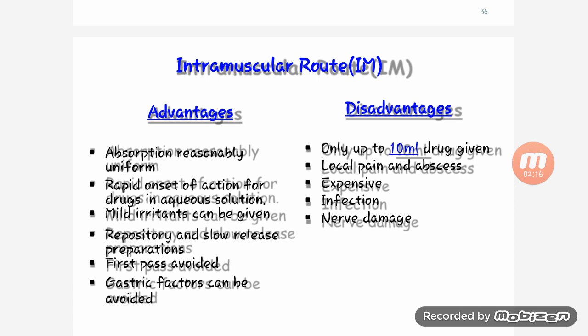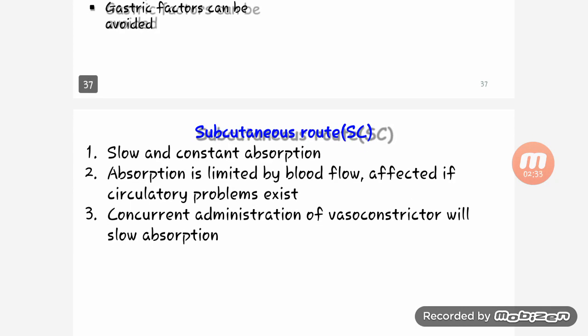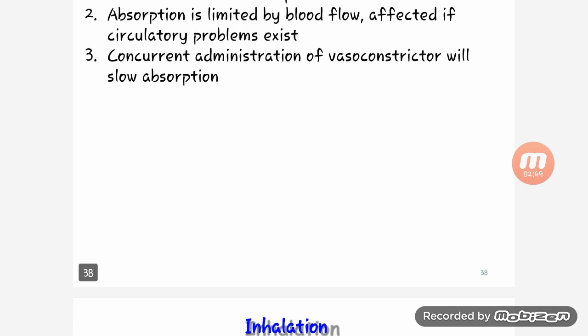Next are the disadvantages. Only up to 10 ml of the drug can be given intramuscularly. Local pain and abscess formation can occur due to the intramuscular route. It is expensive. Infection can also be caused, and nerve damage is the most common with intramuscular injection. Then subcutaneous: slow and constant absorption. Absorption is limited by blood flow, and is affected if circulatory problems exist. Concurrent administration of a vasoconstrictor will slow absorption.